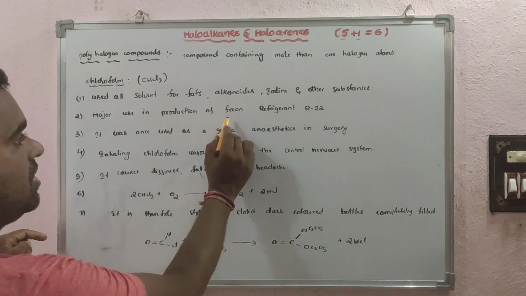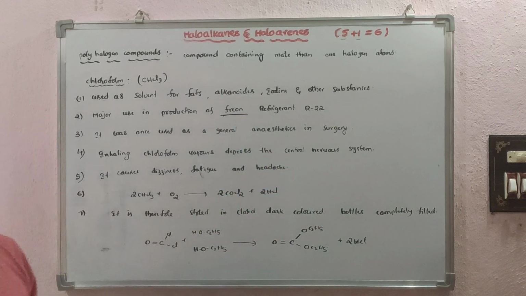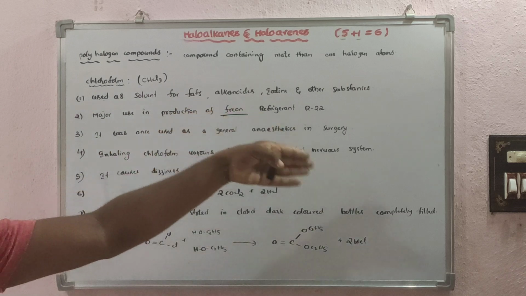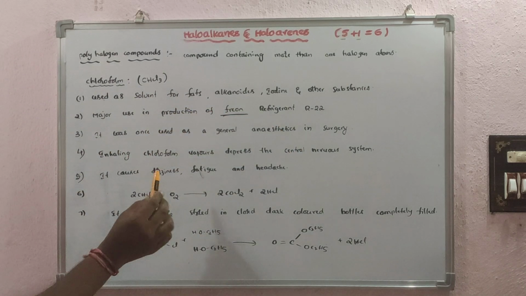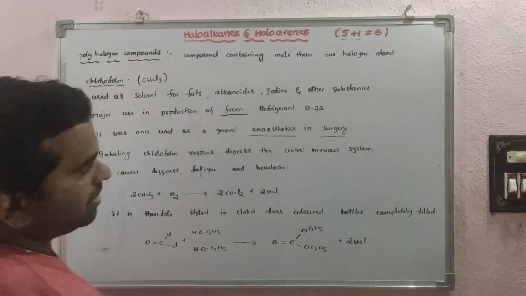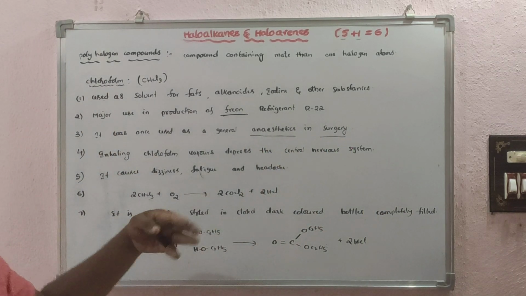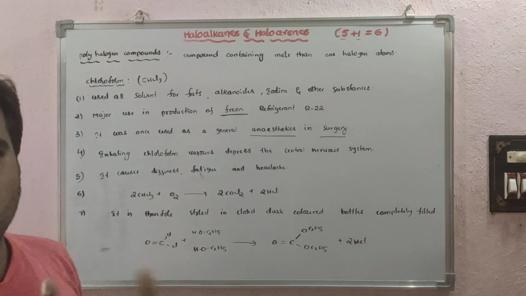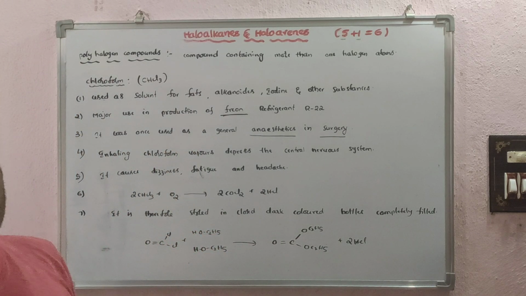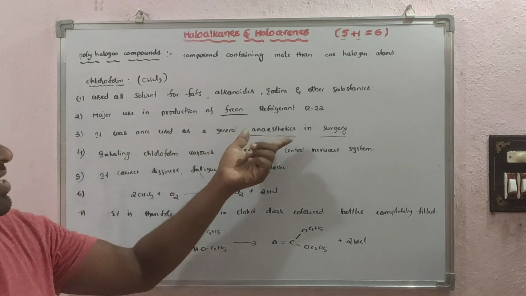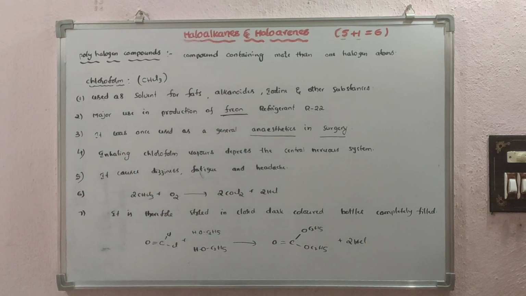We will discuss what these Freons are. Freons are one important polyhalogen compound that we will discuss later. Clear? Chloroform was once used as a general anesthetic in surgery, but nowadays it is not used because of side effects. It easily gets oxidized and produces phosgene, which is a very poisonous gas. So that's why it is not used as an anesthetic in surgery nowadays.